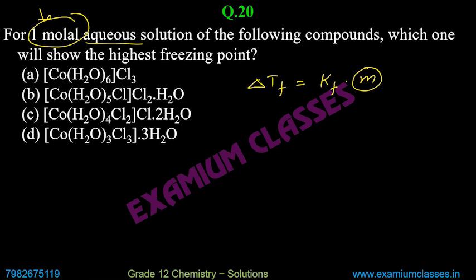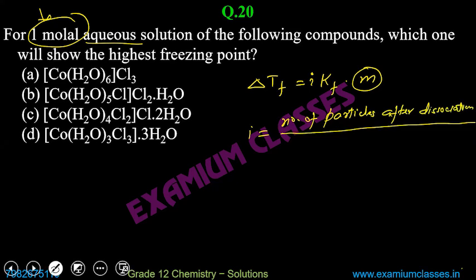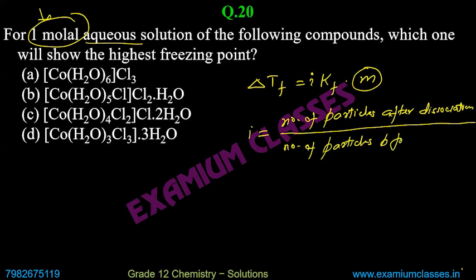You need to think in terms of the Van 't Hoff factor. It means it is the Van 't Hoff factor which will make the difference. And Van 't Hoff factor is the number of particles after dissociation. In this case, there will be dissociation. I'll tell you how. More about it, you will study in complex compounds. Okay? And number of particles before dissociation.